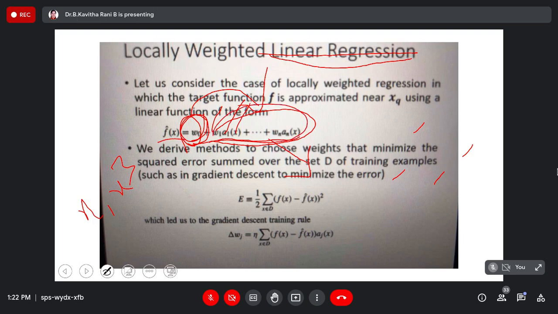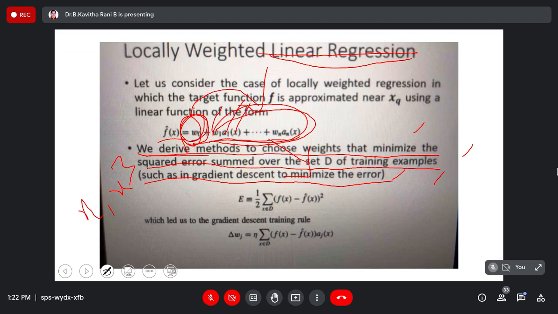Now we derive methods to choose weights that minimize the squared error summed over the set D of training examples, such as gradient descent to minimize the error. In the starting class, in previous classes, I have told you we will be using gradient descent to minimize the error. Okay, so here what is error?